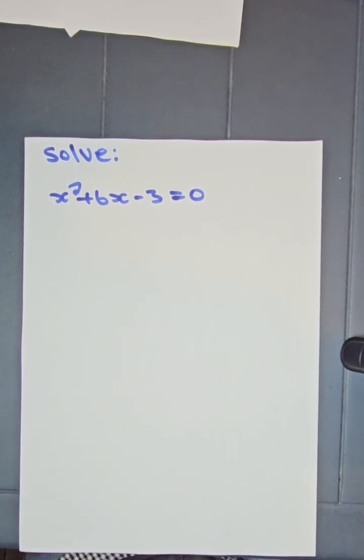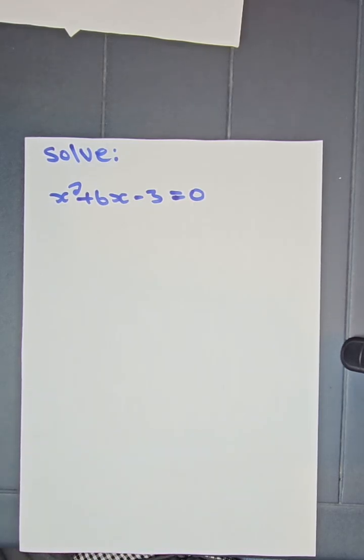Very well, we are given: solve x squared plus 6x minus 3 equal to 0. Here we have a quadratic equation and it's in standard form equal to 0. So now we need to check, can we factorize or can't we factorize?